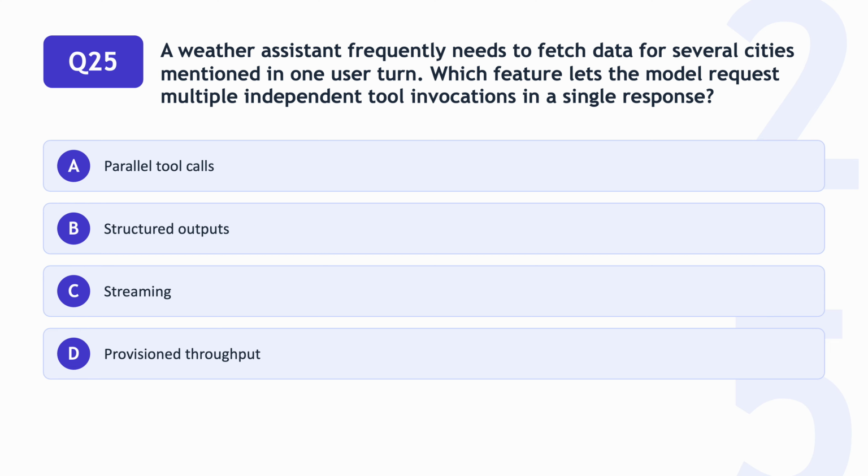Question. A weather assistant frequently needs to fetch data for several cities mentioned in one user turn. Which feature lets the model request multiple independent tool invocations in a single response? A. Parallel tool calls. B. Structured outputs. C. Streaming. D. Provisioned throughput. Pause the video if you don't want the answer yet.